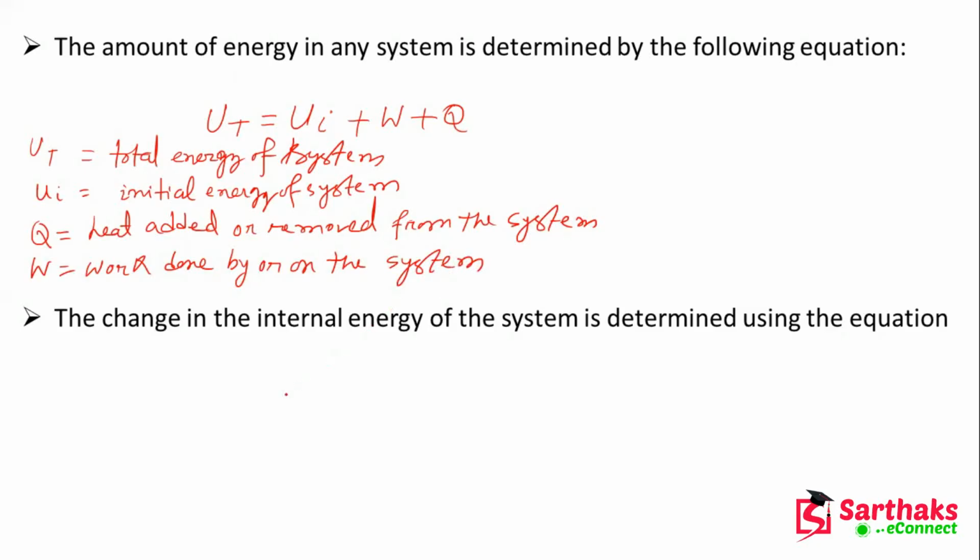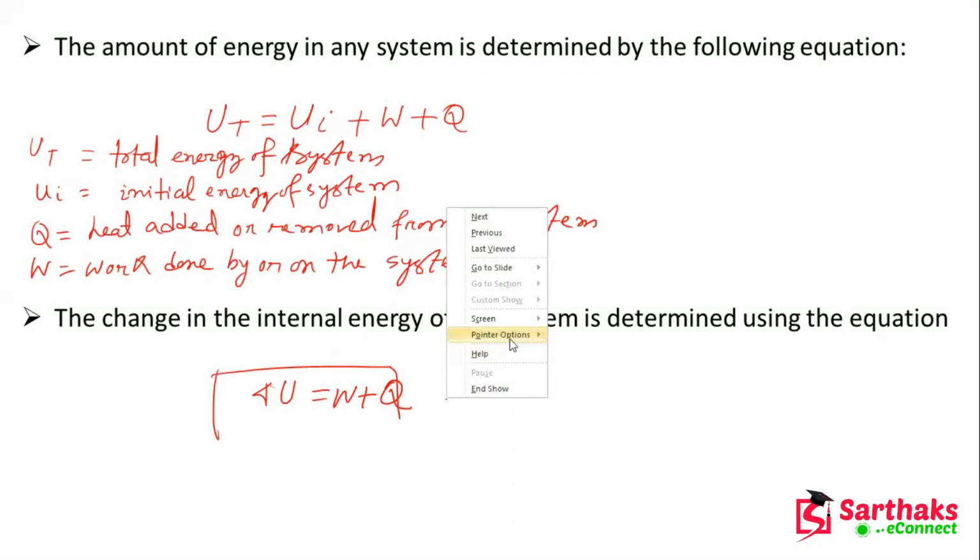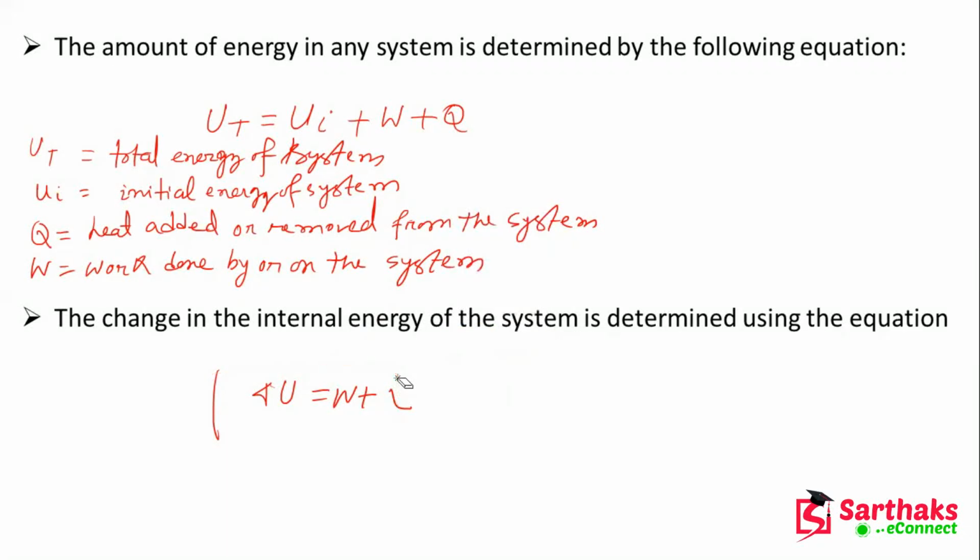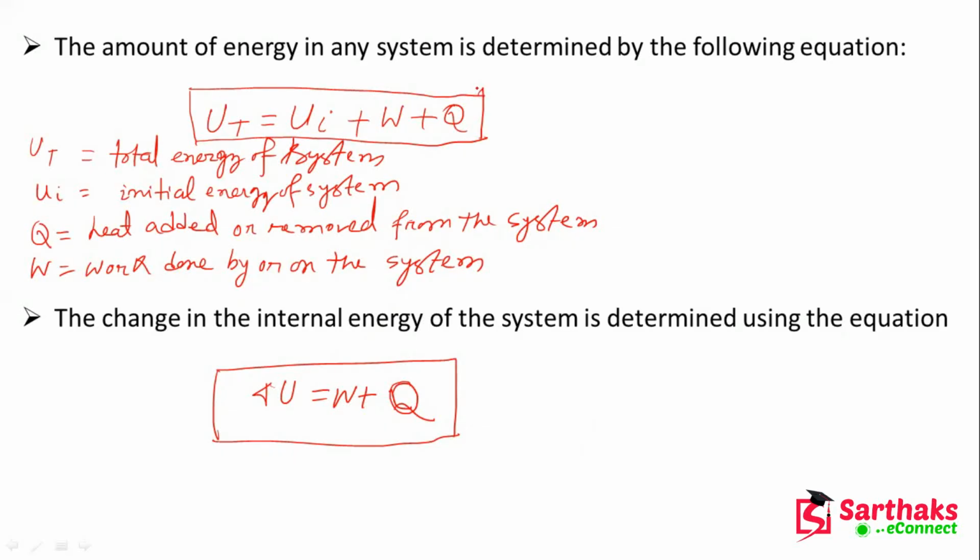Okay, and the change in the internal energy of the system is determined by the equation delta U equals W plus Q. Just a minute. The pen is not listening to me. That is the main problem. Okay, fine. So this will be Q. And this UT equals UI plus W plus Q.